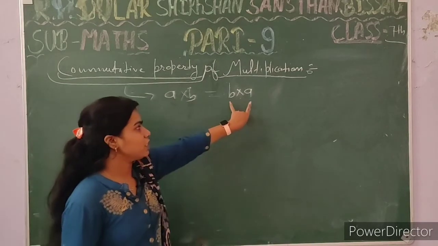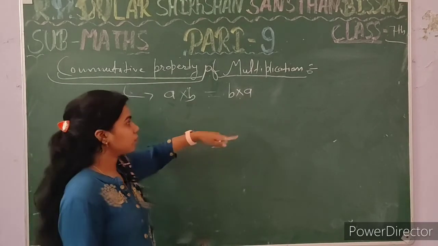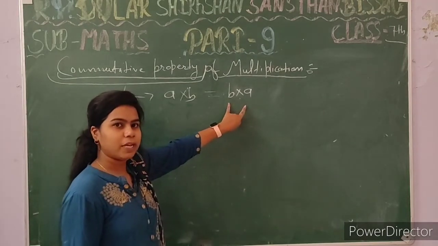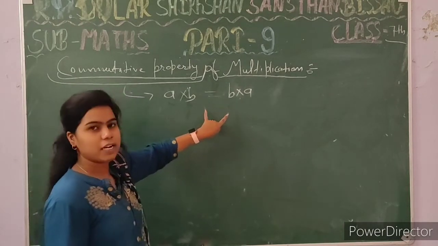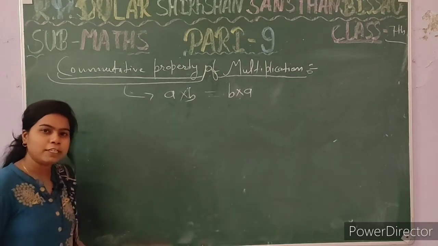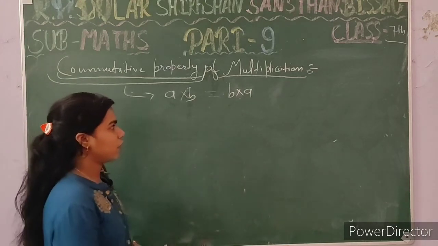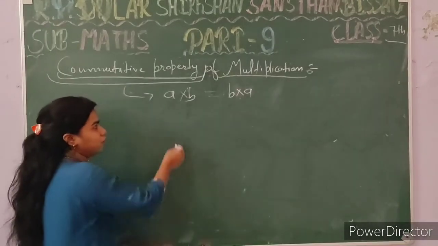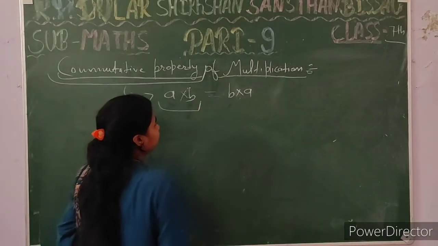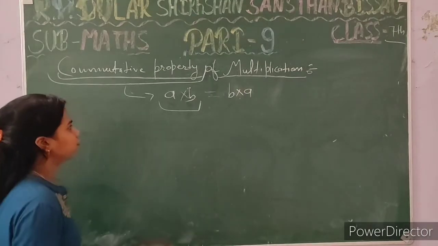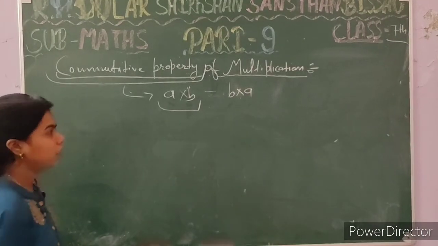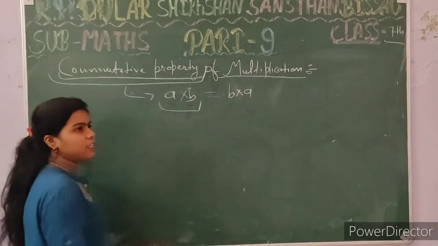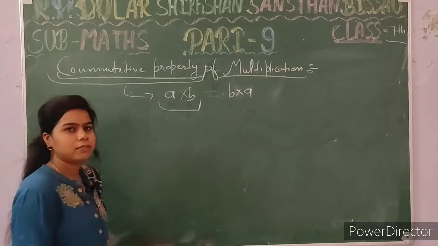Then we interchange the places of these integers, then we multiply, and check whether both multiplications are the same or not. In today's class we will understand this. Look students, what is the difference between the two? First, we can say LHS and RHS. This one is LHS and this one is RHS. LHS means left hand side and this one is right hand side.